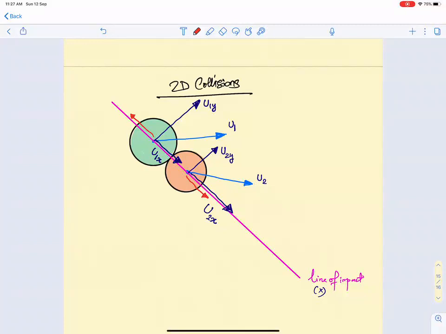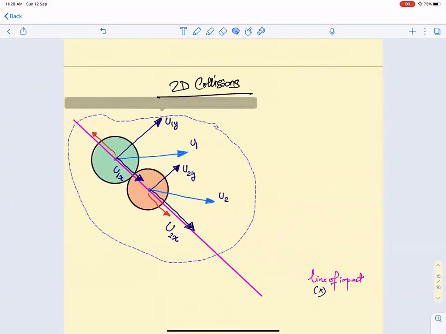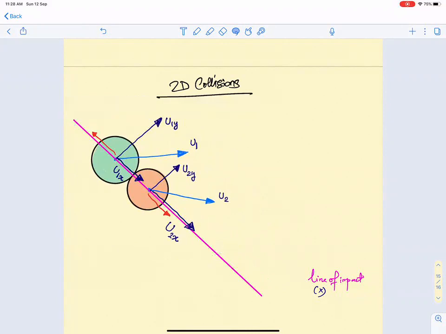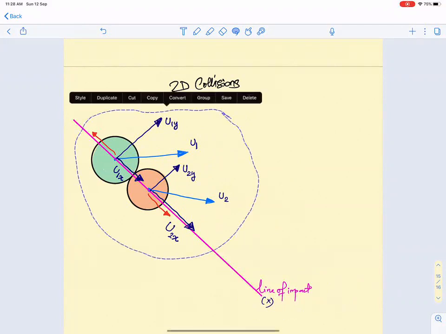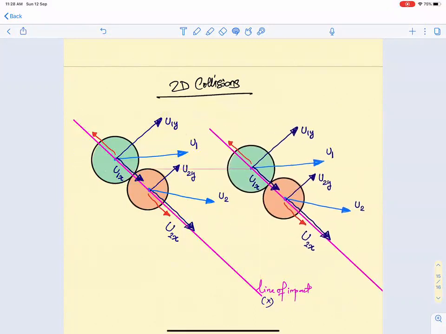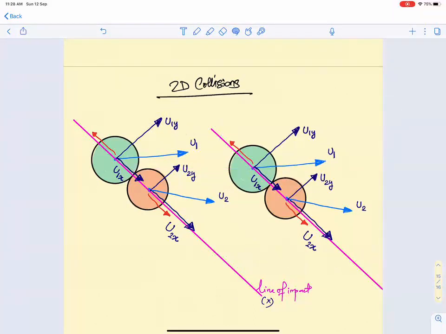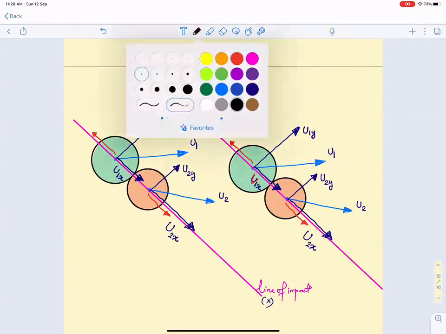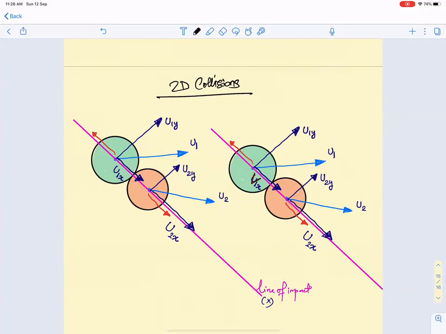Now, what is going to happen after the impact? This is just before the impact. We draw the line of impact. That is the x-axis itself. Now, just after the impact, these two velocities will change. So this will become v1x final velocity, and this will become v2x.